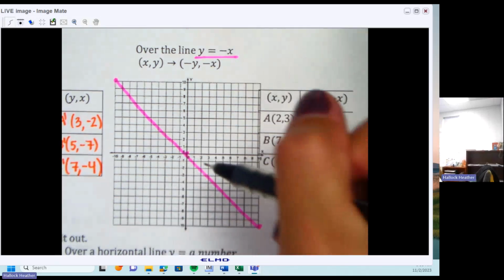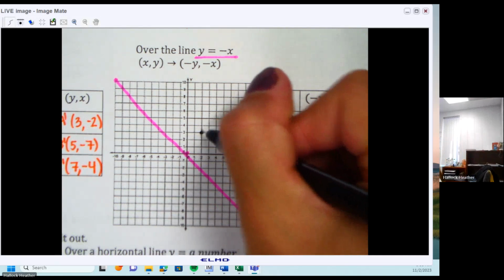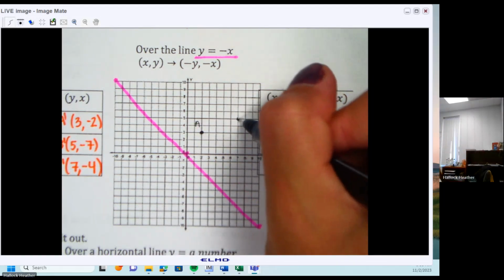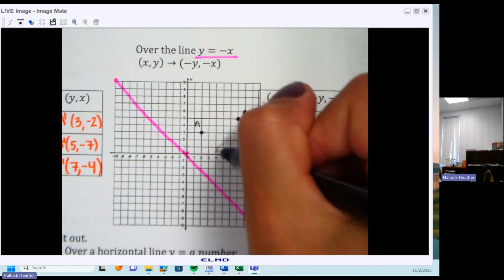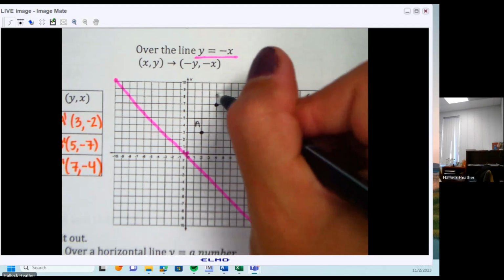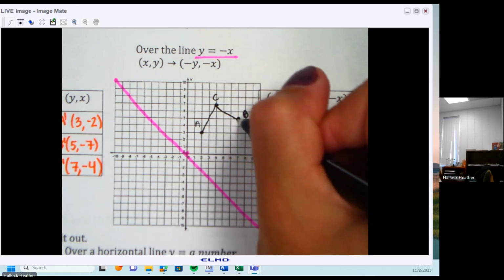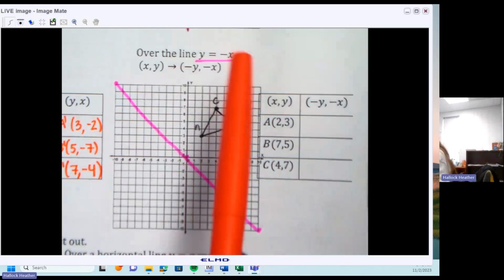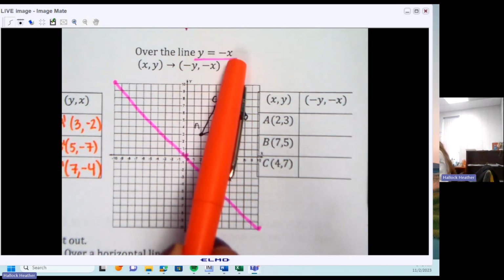My original points are 2, 3, 7, 5, 4, 7. And then I am reflecting across a diagonal line. The equation is obviously not the same, but if you look at the equation, it makes sense. So my equation now is y equals -x.